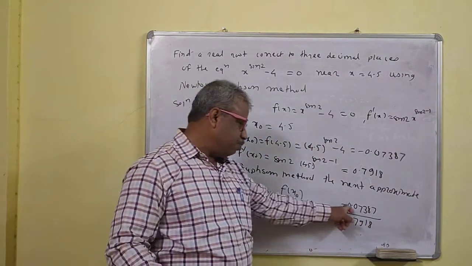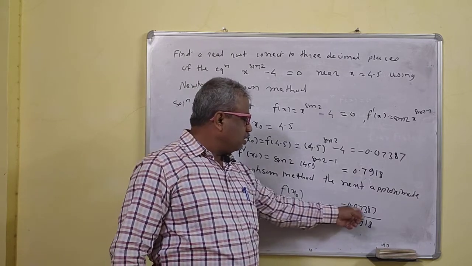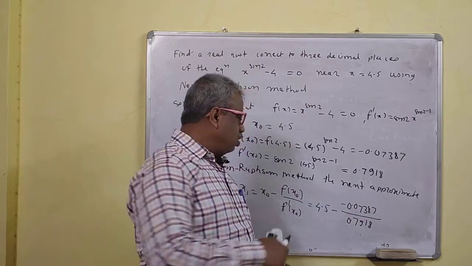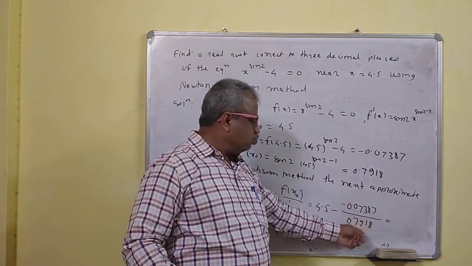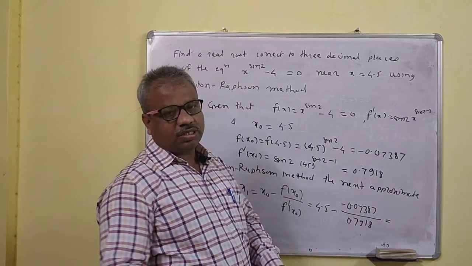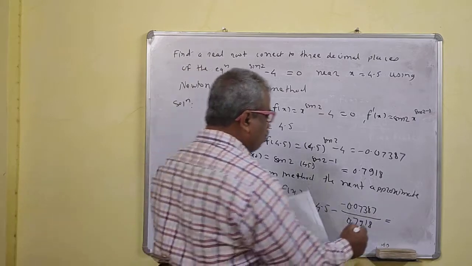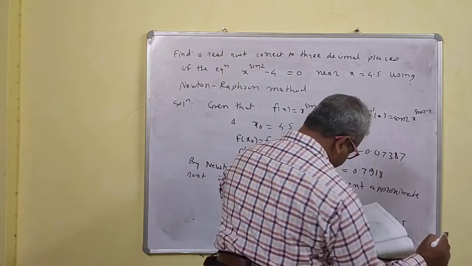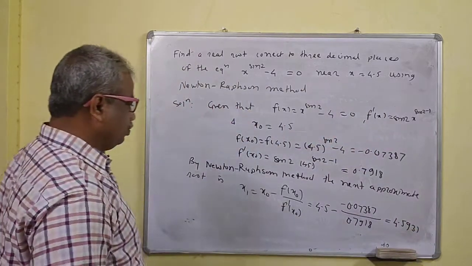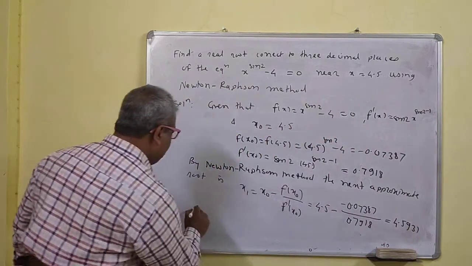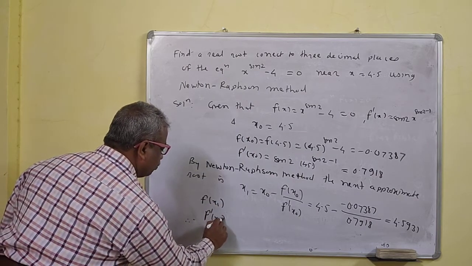This minus will become plus. Just type 4.5 plus this divided by this, equal to, and you get the value. No need to find this ratio separately. Directly write the value, because a scientific calculator is allowed. The value is 4.5931. This will be your x1 now. So we'll find f of x1 and f prime x1 now.